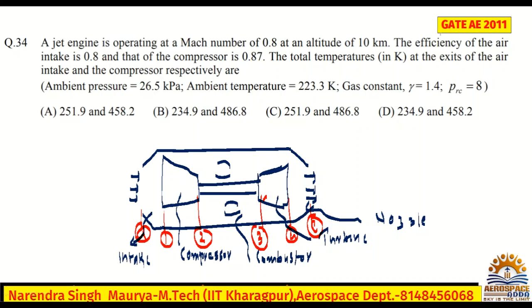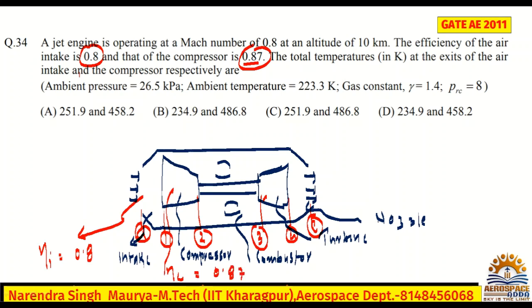Done. The efficiency of the air intake they have given to us: intake, how much? 0.8. And the compressor efficiency they have given to us, it is nothing but eta C, compressor. How much? 0.87.